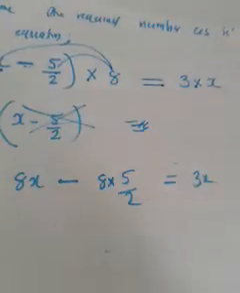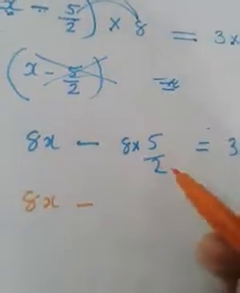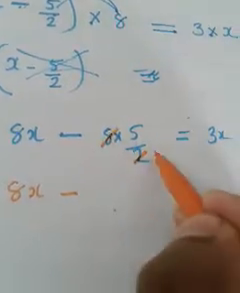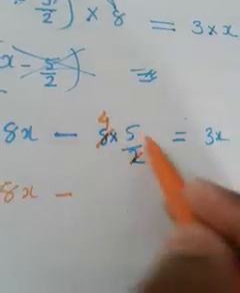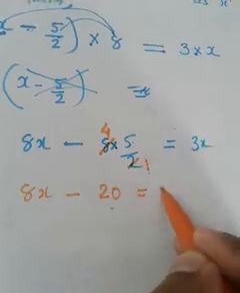Okay, so it means 8x minus, is there any cross cancellation? Yes, 2 and 8 can be cancelled. In 2, how many to 1? In 8, how many to 4? So the answer is 4 into 5 by 1. 4 into 5 is 20. 20 by 1 is 20 itself. 20 is equal to 3x.